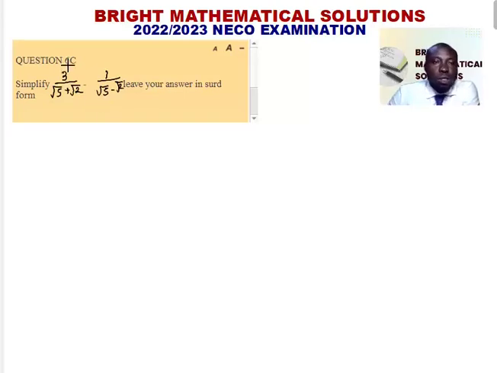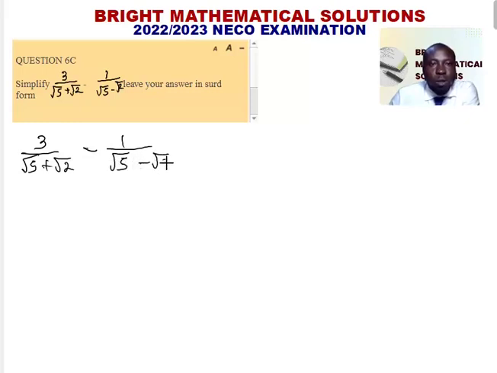Hello, this is question 6B of the 2022-2023 NECO examination, and it says simplify 3 over root 5 plus root 2, minus 1 over root 5 minus root 2. The first thing is to find the LCM such that we can combine this expression together. And the LCM for this is root 5 plus root 2 and root 5 minus root 2.